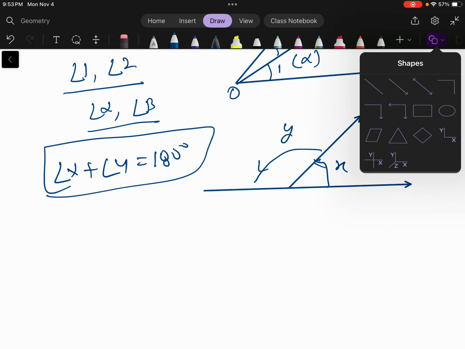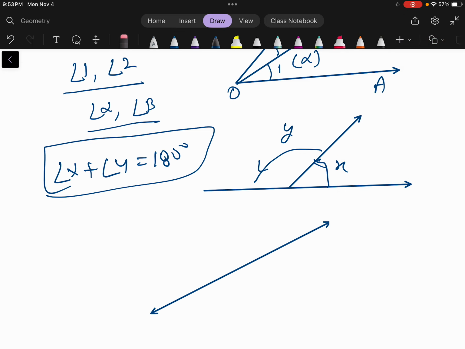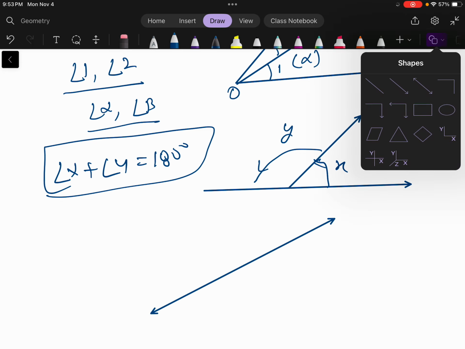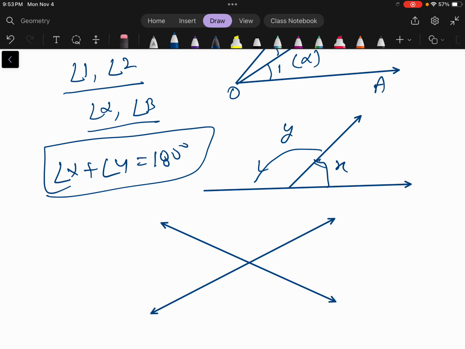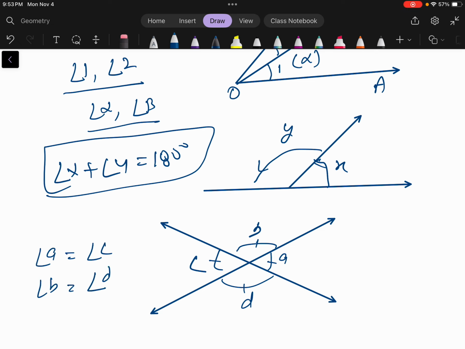In the same way, if we have two rays intersecting like this, this is angle A, this is angle B, this is angle C, and this is angle D. This angle is equal to this one, and this angle is equal to this one. So angle A is equal to angle C, and angle B is equal to angle D. This is known as vertically opposite angles.